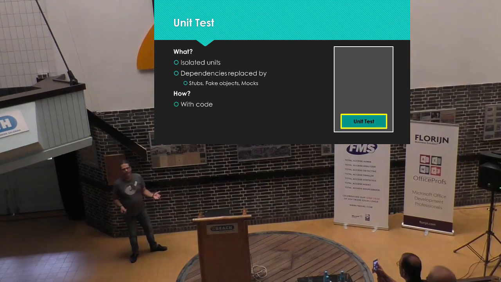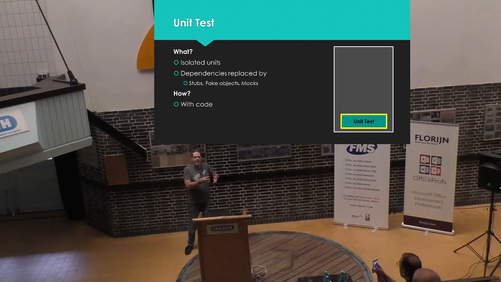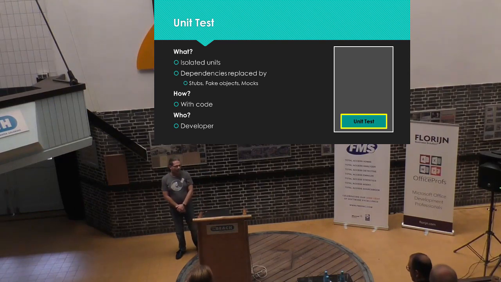Well, how do you do it? With code. The unit tests are done quite close to the actual project you're working in, and in Access you would probably do most of that inside your Access or VBA project. And if you do it with code, of course you, the developers, are the ones doing the testing with unit tests and writing the tests.